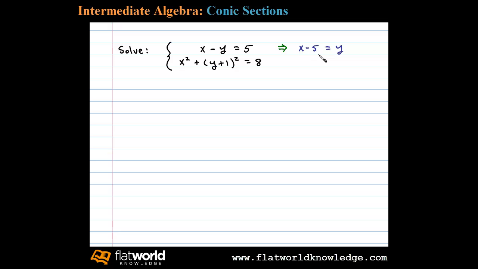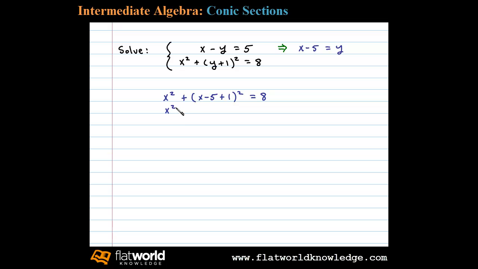Now, I'll take x minus 5 and substitute that into the other equation for y. And that leaves us with x squared plus y, which I'm going to use x minus 5, plus 1, that whole quantity squared, equals 8. Now once we substitute x minus 5 in for y, there's only one variable left, and we can solve for that.